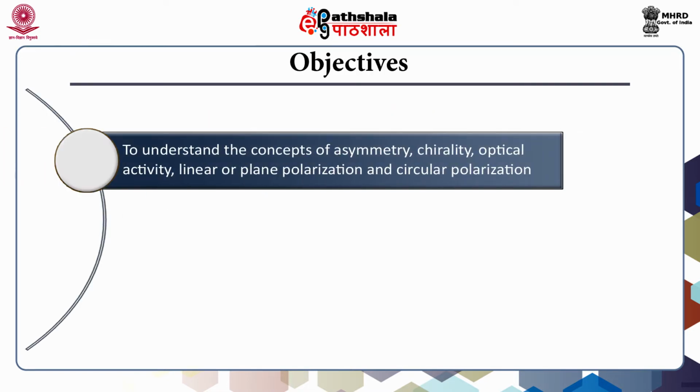To understand the concept of asymmetry, chirality, optical activity, linear or plane polarization and circular polarization, I will show you the meaning of symmetry of objects, symmetry of small molecules and macromolecules, what optical activity means and how it is related to molecular asymmetry. Furthermore, we shall learn what the polarization of light is. We will also learn linear and circular polarization of light, and how polarized light is produced. So that is the major idea.